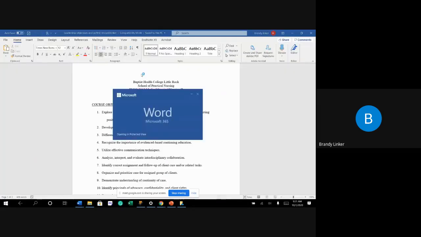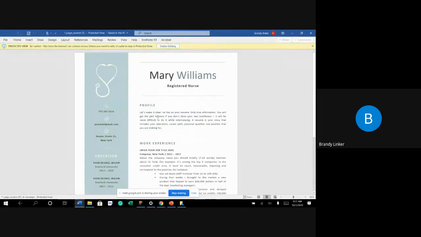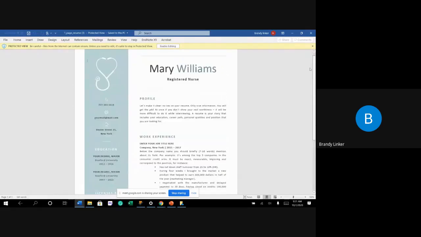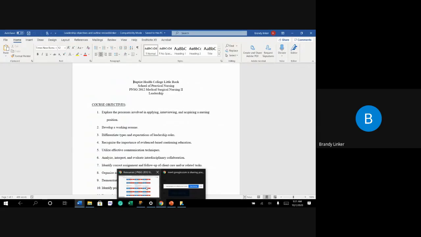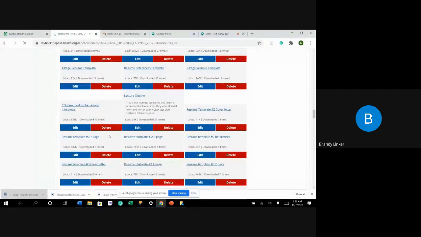Okay, and so here's a 1-page resume that we have, and you can download this and use it, or you can get your own in Google or in Microsoft Word. But here's one of the resumes that you can download and use if you want to. I purchased them for you. They're very nice, and they tend to impress employers.